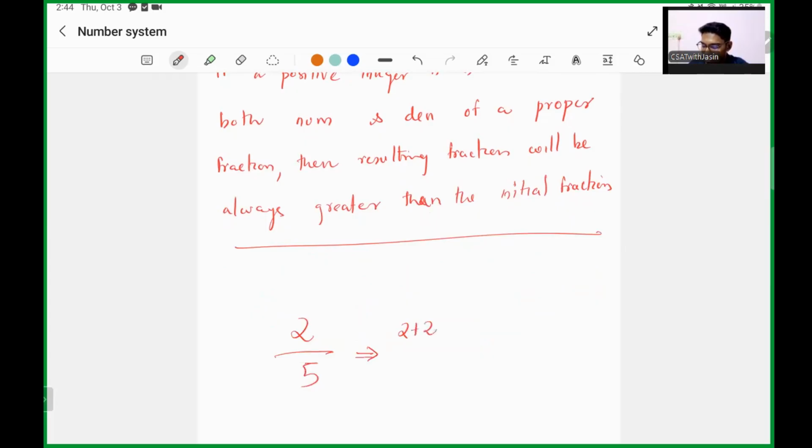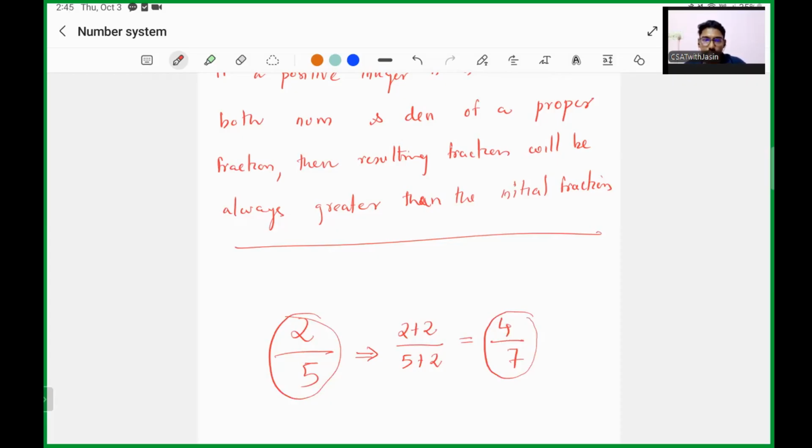So you are adding 2 to the numerator, you are adding 2 to the denominator also. So you are getting a fraction 4 by 7. So 4 by 7 will always be greater than 2 by 5. Okay, this is what I meant. And UPSC has asked a question once from this concept. And what do you think will happen if this is the case with an improper fraction?